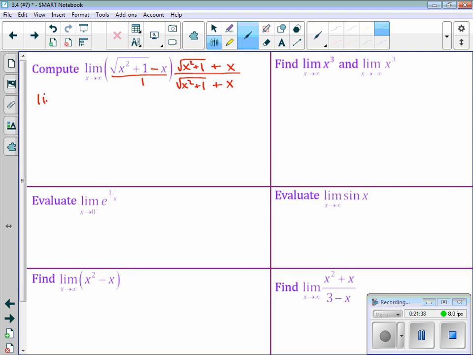Okay, so when I multiply here, the numerator turns into x squared plus 1, and then minus x squared. What happens there? These cancel, right? So we just have 1 over that. Now can I put my infinity in? What do I get when I do 1 over infinity plus infinity? 1 over infinity goes to 0. Okay, so in this particular case, infinity minus infinity is 0. Happens sometimes.